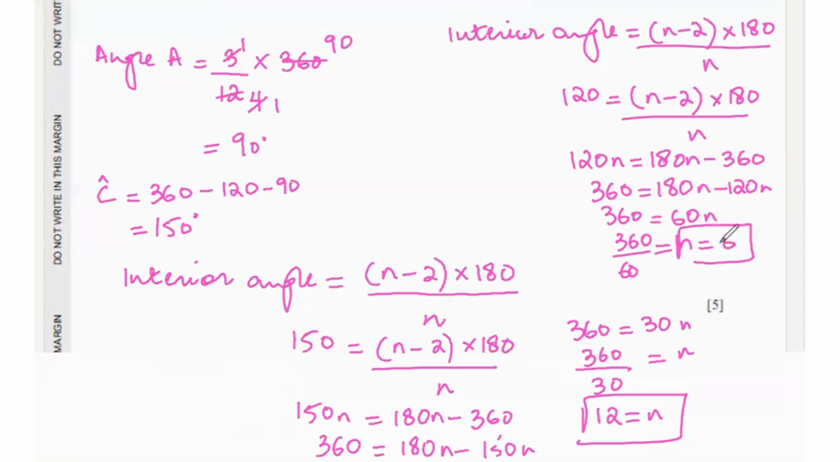So we can clearly see that the number of sides for C is twice the number of sides for B, because this has 6 sides and this has 12 sides. So the number of sides for polygon B is half the number of sides for polygon C. That's what the question was asking us to prove, that polygon C would have twice the number of sides as polygon B, and that's your answer.